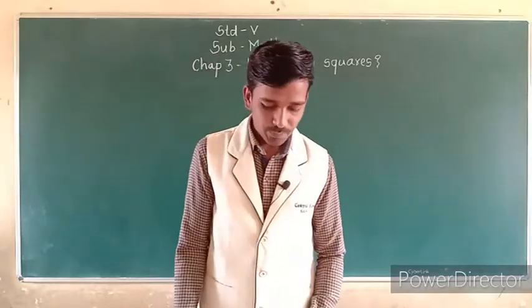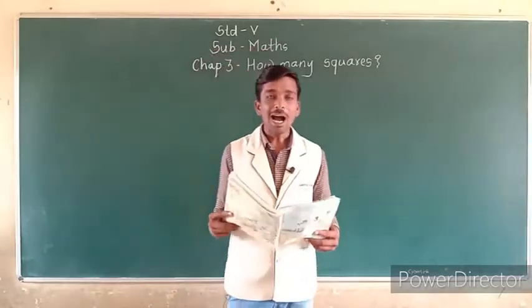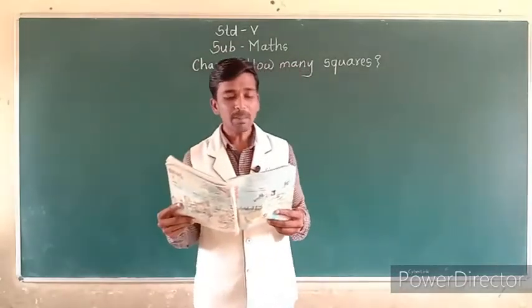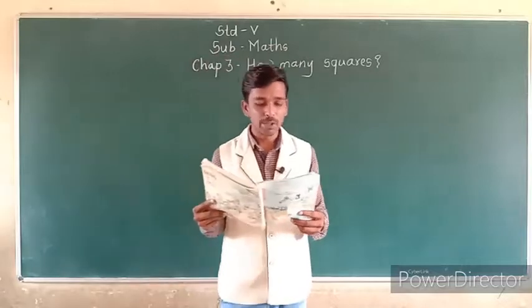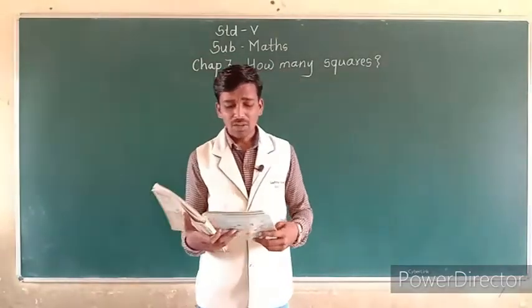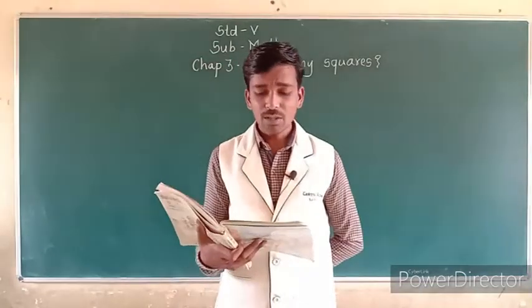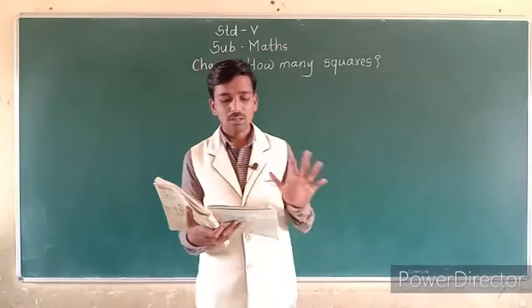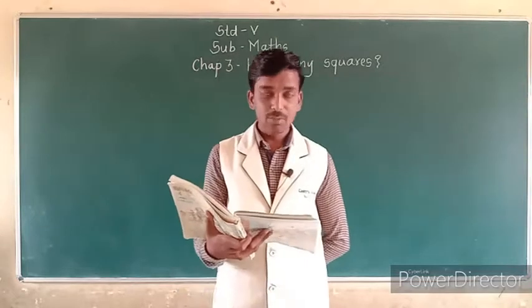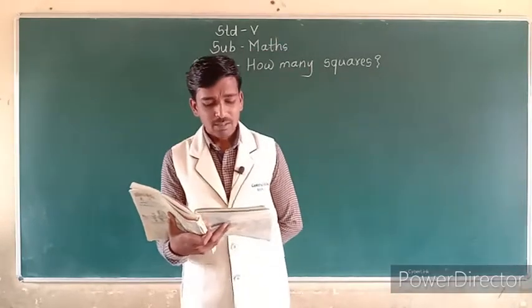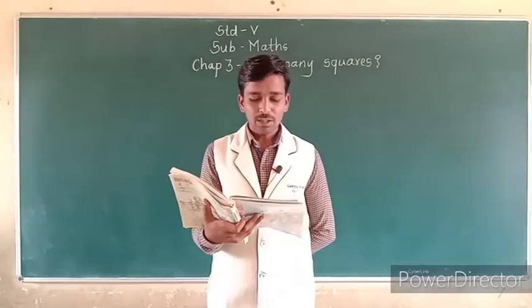So today we have to start the chapter how many squares. Open page number 34. I will read, listen carefully. Here first they show a dotted sheet, many dots they draw here on page number 34. See below that they give us a question.